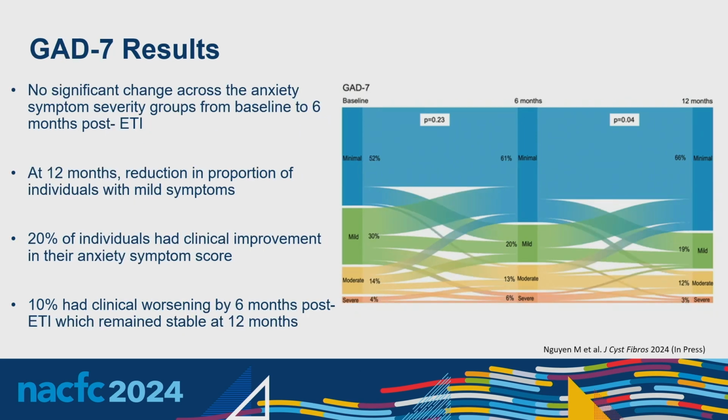When we look at GAD-7 results, there were no significant changes across the anxiety symptom severity scores during the 6-month period. However, there was a reduction in the proportion of individuals with mild symptoms at the 12-month period. 20% of patients reported improvement in their anxiety score. However, there were 10% of patients who had worsening.